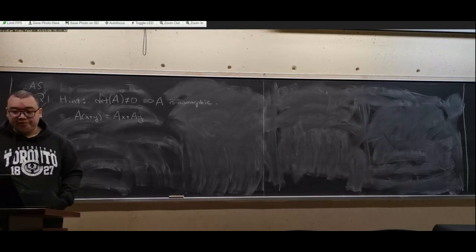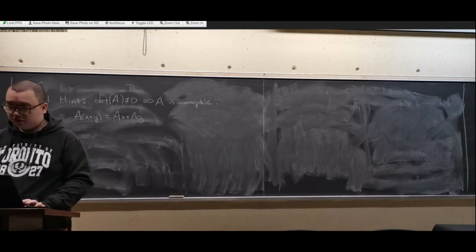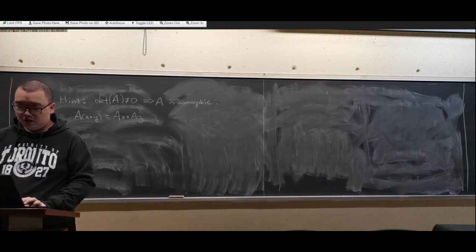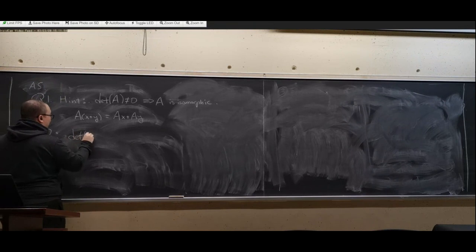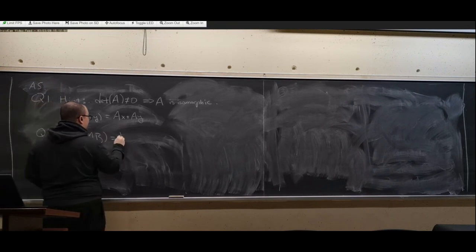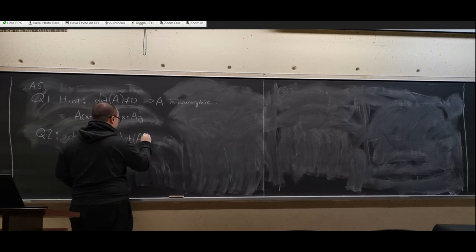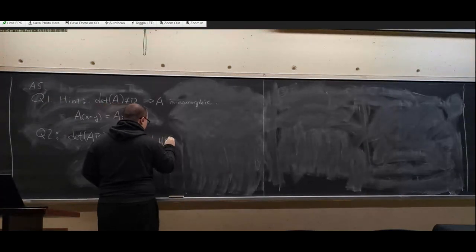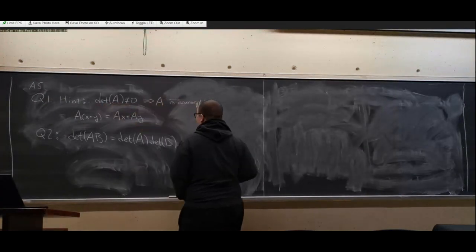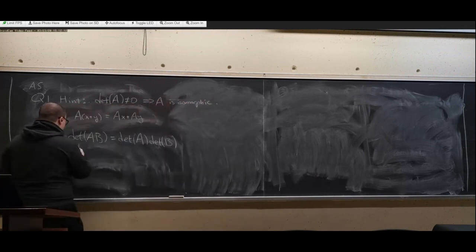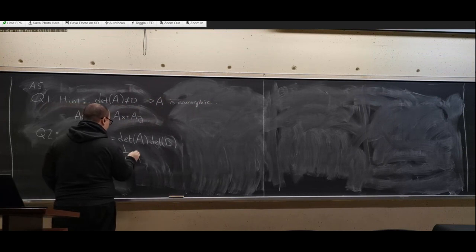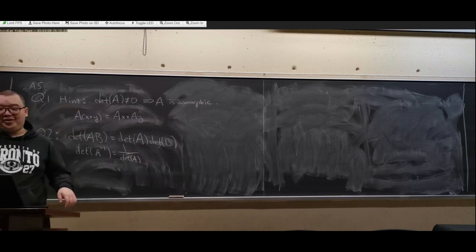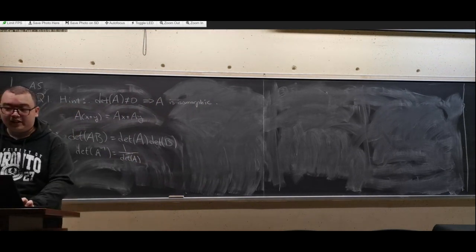For 2, well, 2 is just laughably easy. So the determinant of AB equals the determinant of A times the determinant of B. This is something that you do know, and also the determinant of A inverse equals 1 over the determinant of A. Do you need to compute any determinant? No, you don't have to. Literally just use these properties, you get an answer.